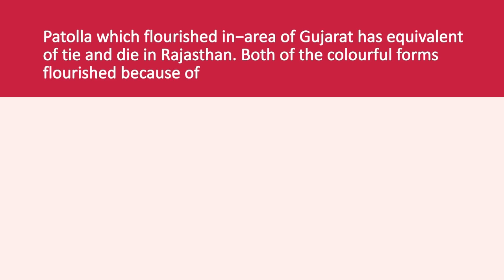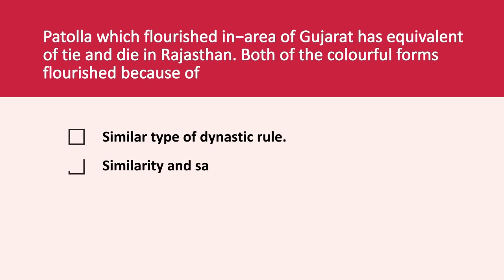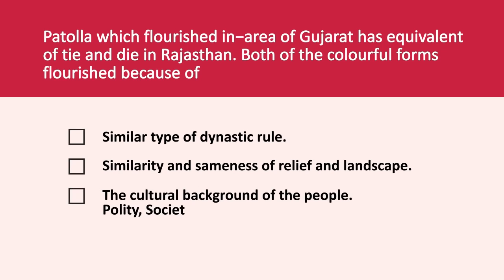The second type of question that seeks to test the minute learning and observation capability of the candidate can be: Patola, which flourishes in an area of Gujarat, has an equivalent of tie and dye in Rajasthan. Both the colorful forms flourish because of, and the options that can be given can be similar type of dynastic rule, similarity and sameness of relief of landscape, the cultural background of the people, and so on.